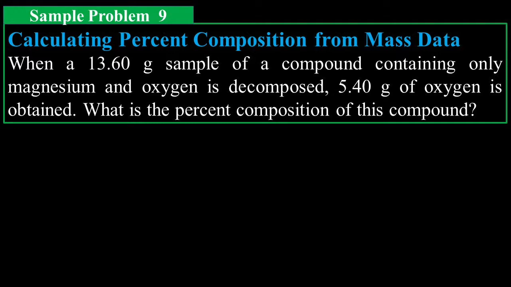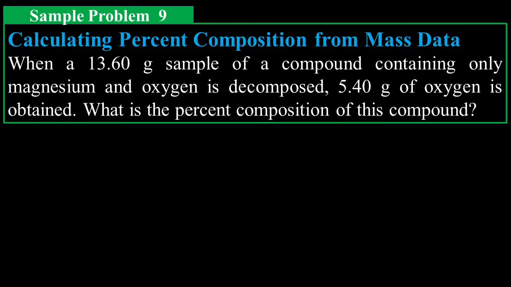It says when a 13.6 gram sample of a compound containing only magnesium and oxygen is decomposed, 5.4 grams of oxygen is obtained. What is the percent composition of this compound? Well, the oxygen is going to be 5.4 divided by 13.6 times 100. And then that's going to be the oxygen percentage.